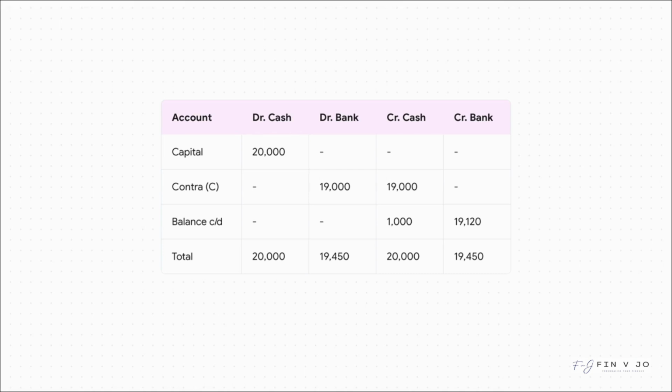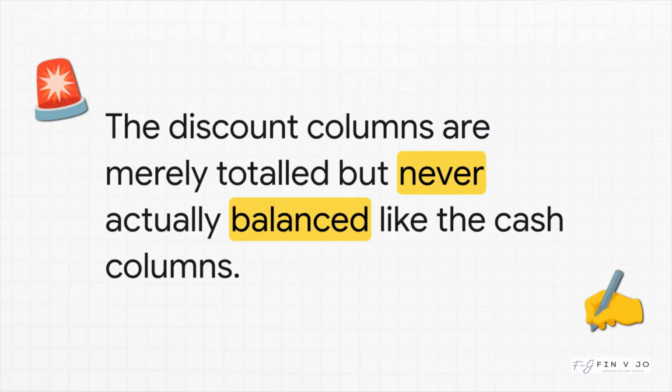Easy, right? Now, pause for a second because I need to highlight a major caveat with this three-column format. The discount columns are merely memorandum columns. They're just there to track total discounts. You total them at the bottom, yes, but you absolutely never balance them against each other like you do with the cash columns. Don't fall for that trap on the exam.